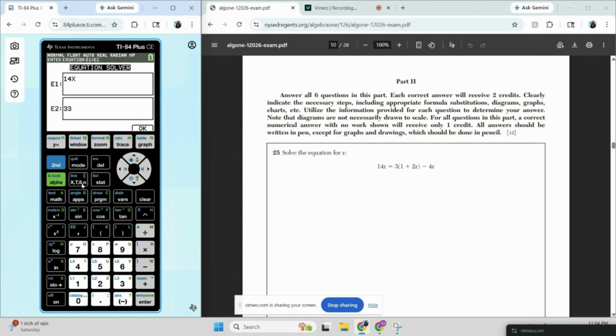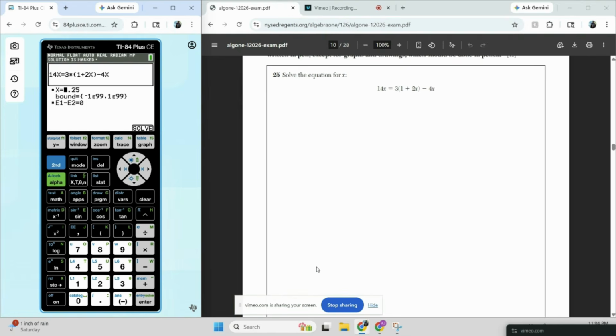My E1, 14x. My E2, I've got implied multiplication, so 3 times 1 plus 2x minus 4x. We've talked about it a bunch of times. I'm going to say x is 10. It's going to go, nope, it's 0.25. It's a quarter. I'm going to say, well, then x is negative 10. No, it's a quarter. X equals a quarter. I write my button steps out. Full credit.